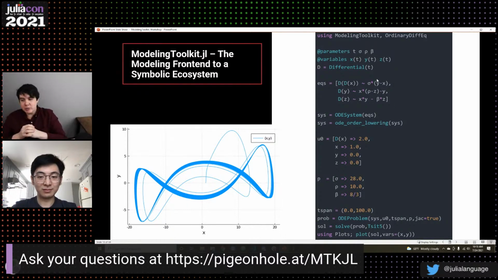And now the key to Modeling Toolkit, though, is that after you define your ODE system, it has all these ways of transforming your equations, right? So you know that an ODE solver wants this to be in first order form. Well, why not just tell Modeling Toolkit to take this second order ODE and transform it into a first order ODE for you, right? And then after you transform it, you're able to make something that's solvable and solve.